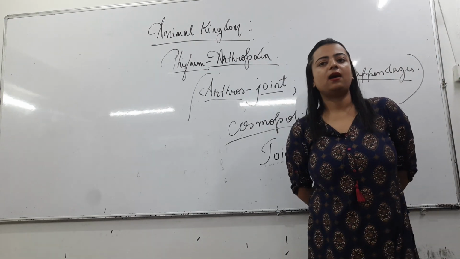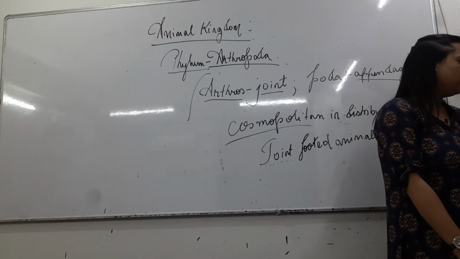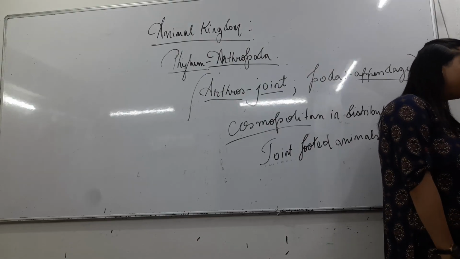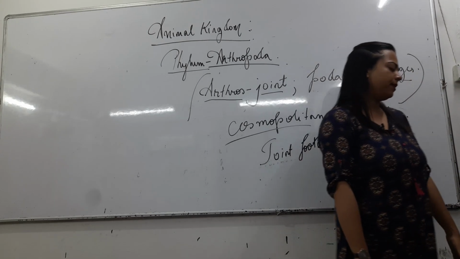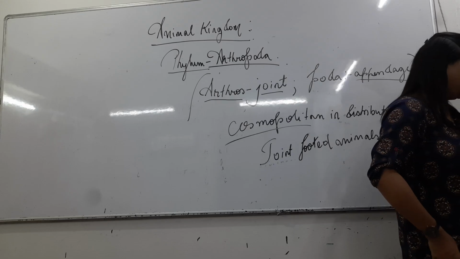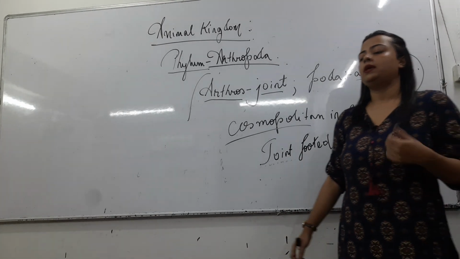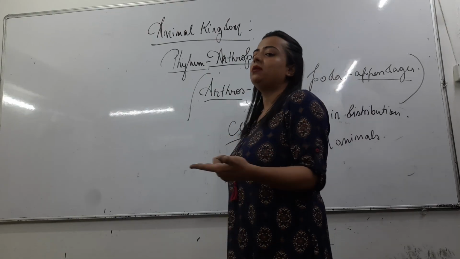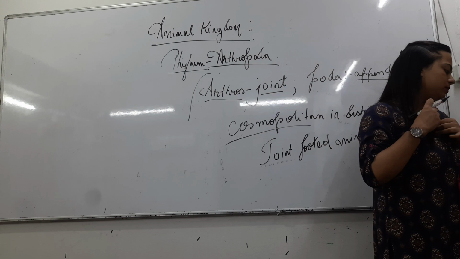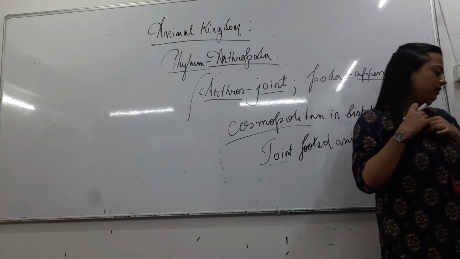Next point. They are bilaterally symmetrical and triploblastic. Full stop. Next point. They are segmented animals. Their body also consists of segments.